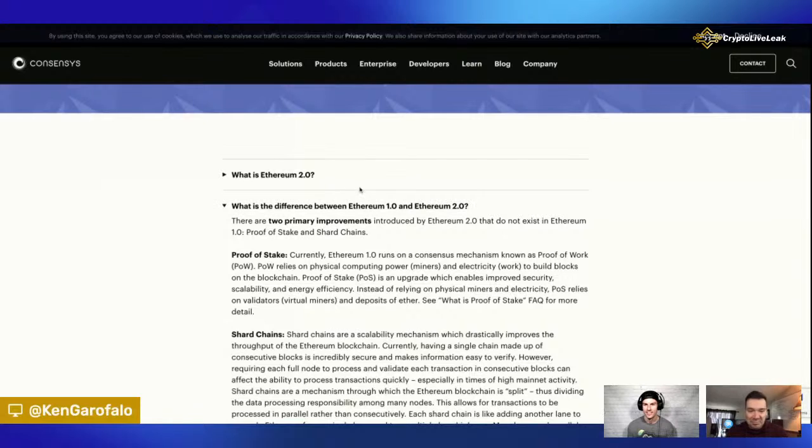Yeah. So two primary improvements are being introduced with ETH 2.0: proof of stake and shard chains. So proof of stake, why, currently ETH 1.0 runs on a consensus mechanism known as proof of work, right? POW. We all know what that is. We just went over it. Physical computing power, miners, electricity.